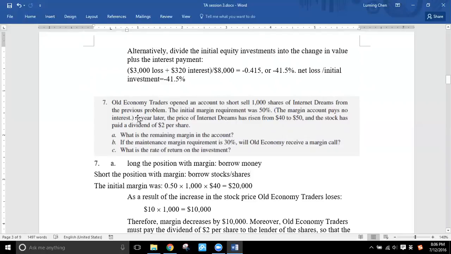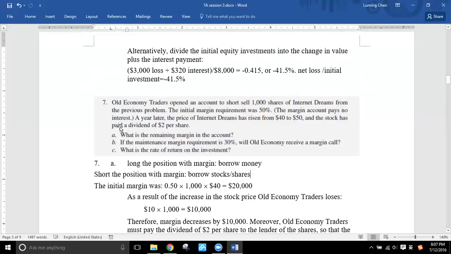from the previous problems. The initial margin requirement was 50%. The margin account pays no interest. This is assumed. Assume the margin account pays no interest. A year later, the price of Internet Dreams has risen from $40 to $50, which is a disaster since you are shorting this stock.